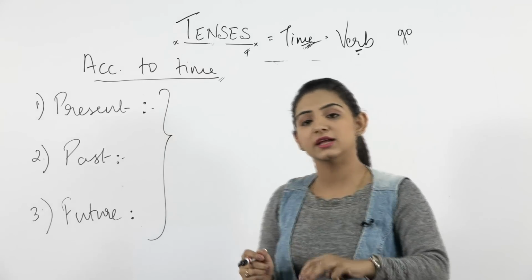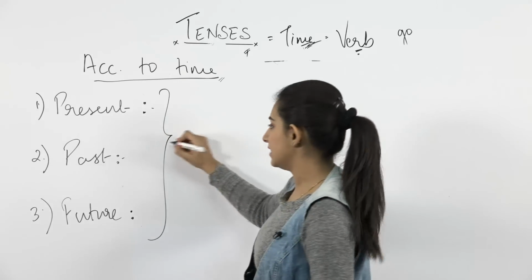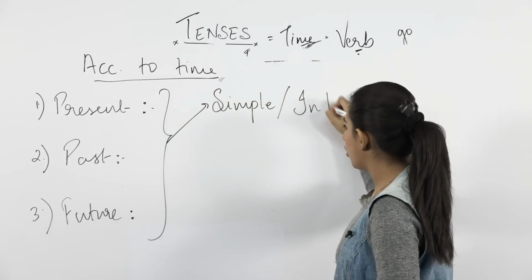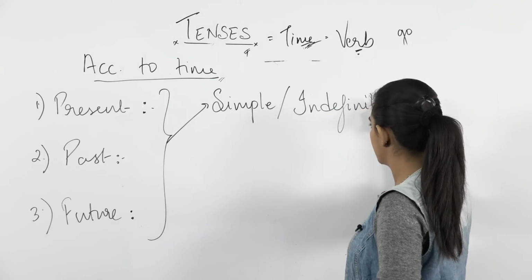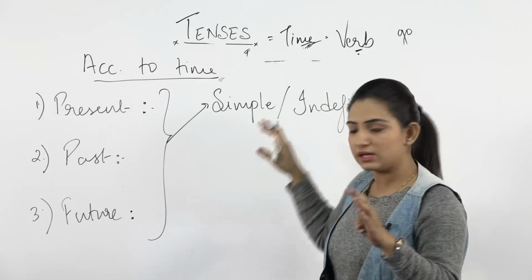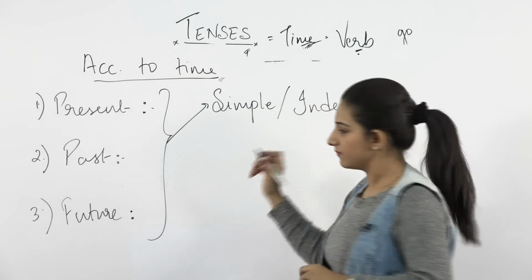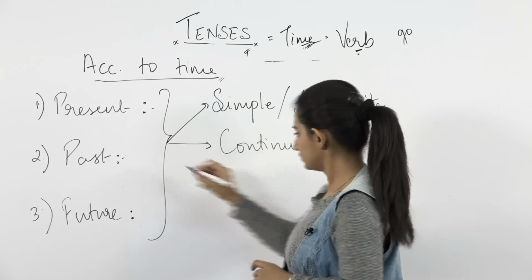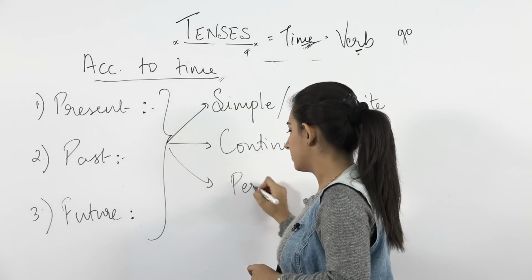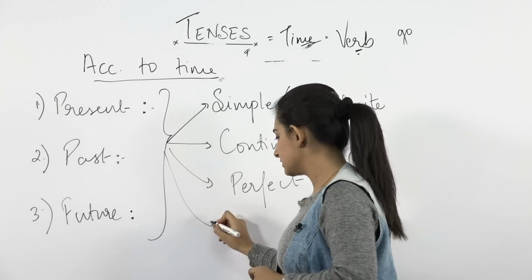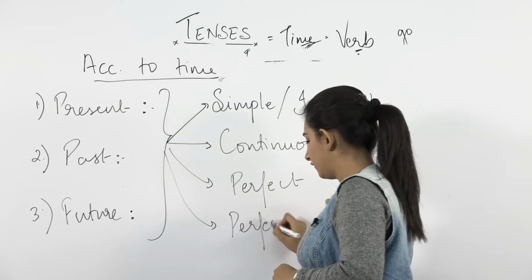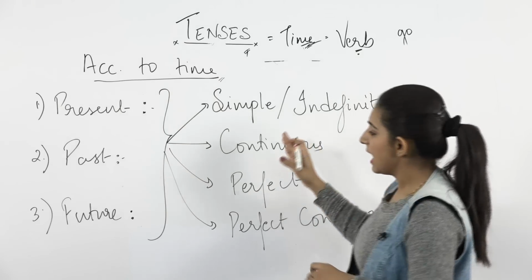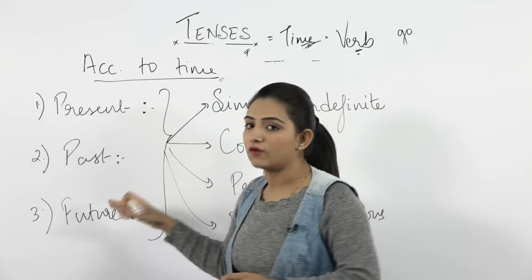अब हमने इन्हीं तीन tenses को चार और parts में divide कर दिया है. And what are these four parts? It will be simple or indefinite. दोनों में से कोई एक नाम मिलेगा. Either simple will be written or indefinite. Fine. Next is continuous tense. Next is perfect, and the last is perfect continuous. So we have these 4 parts for each of the tenses.